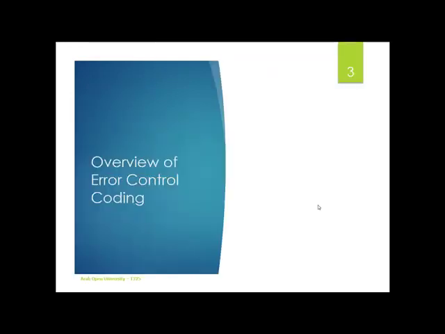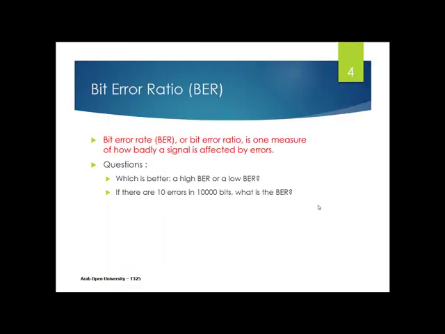So let's have first some overview about error control coding, and we're going to start to explain some of the concepts that we are going to use in the rest of this presentation. The first concept we're going to address is the bit error ratio, or BER. By definition, it is a measure of how badly a signal is affected by errors, and as its name indicates, it's a ratio of the bits that are in error over the total number of bits to be transmitted.